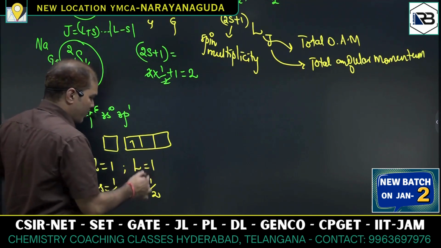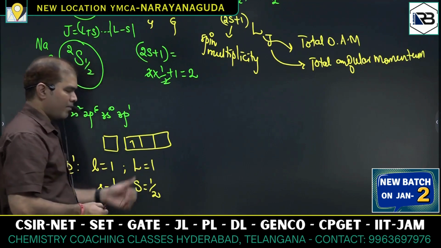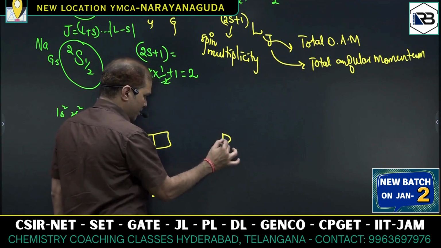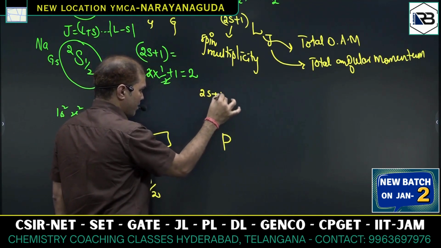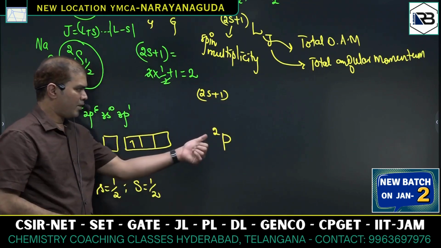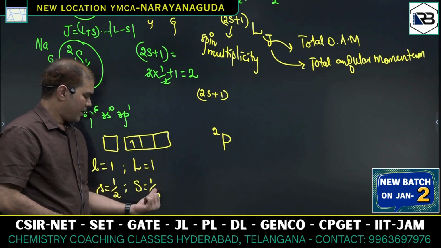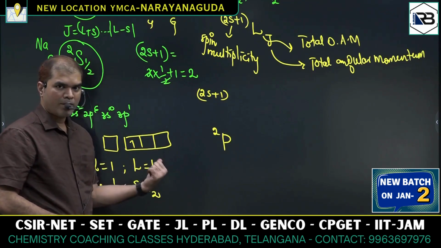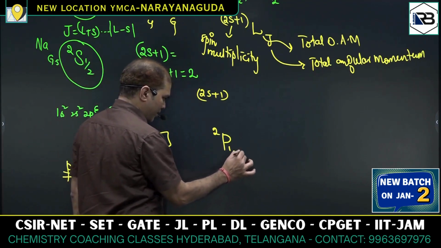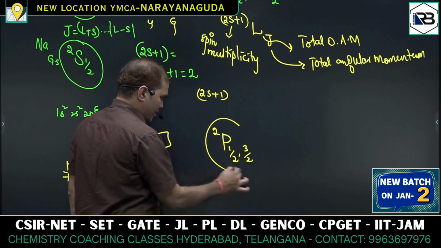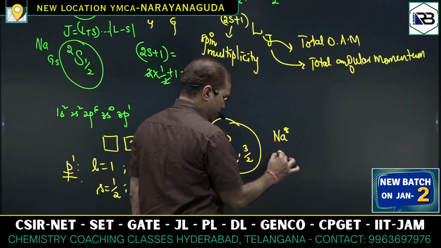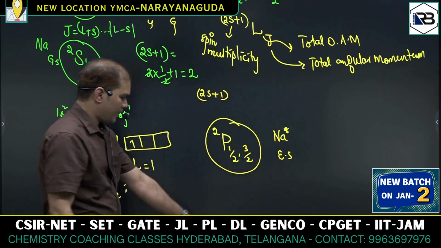Then we have L equal to 1 and S equal to 1 by 2. Just now we have seen that when L equals 1, the term symbol is P. Spin multiplicity 2S plus 1 is 2 into 1 by 2 plus 1, so it is doublet P. And then we have J values from L plus S up till L minus S: 1 plus 1 by 2 and 1 minus 1 by 2, so we have doublet P 1 by 2 and doublet P 3 by 2. These are the term symbols for sodium in the excited state.